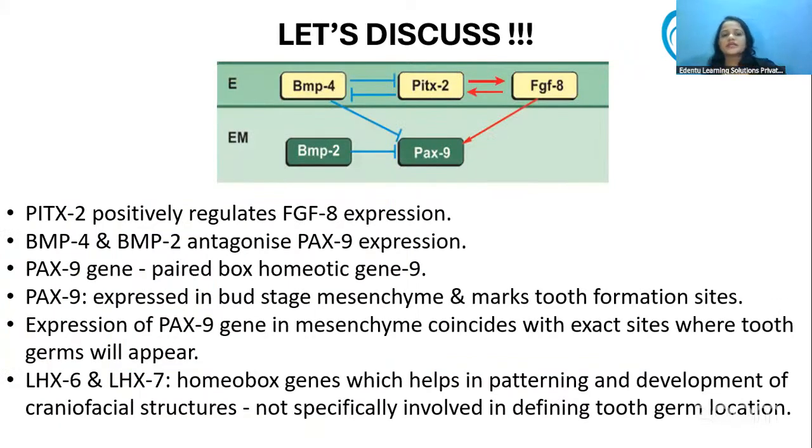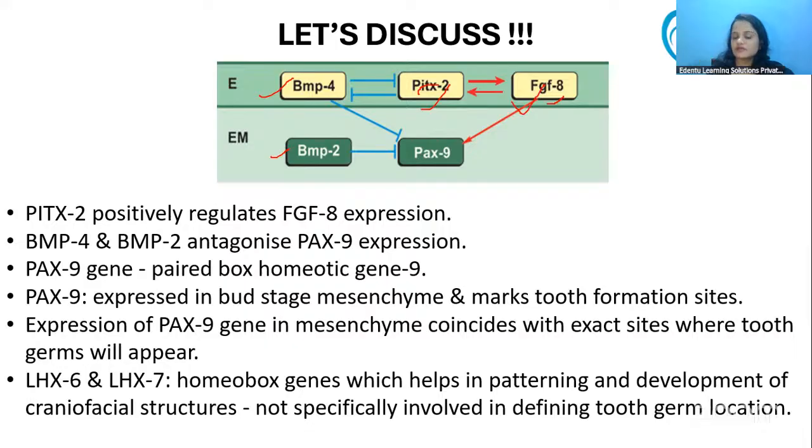These genes interact with each other. They give positive feedback and they can give negative feedback also. For example, if PTEX2 and FGF8 are there, then they usually have a positive mechanism, that is, this gene can positively influence this gene. Then there is BMP4 and BMP2. These BMP genes negatively influence PAX9, whereas FGF8 positively influences PAX9.